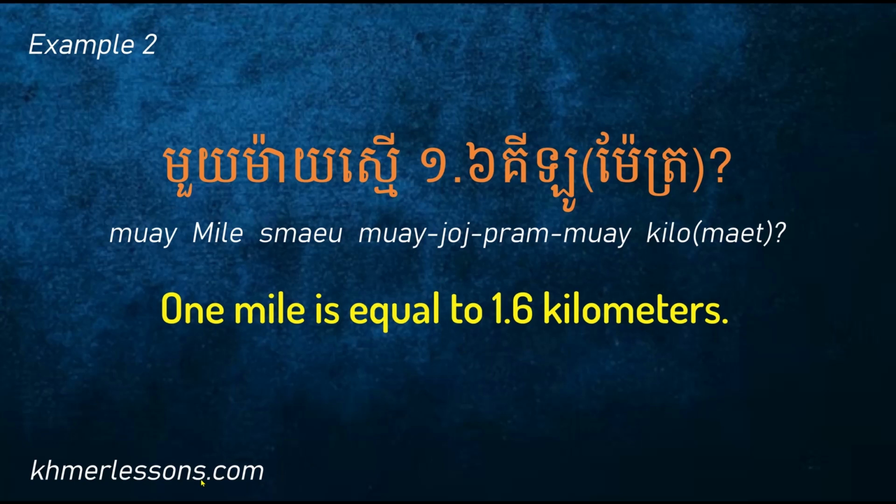1.6 kilometer or kilo. So 1 is 1 and ចុច is dot. In Khmer you say ចុច, dot, and 6 is 6. 1.6. 1.6 kilo. មួយម៉ាយស្មើ 1.6 kilo. Oh, actually, sorry, it is not a question, so I should use a statement. In Khmer we say it that way. So this is how to use how many and number before weight or measurement.